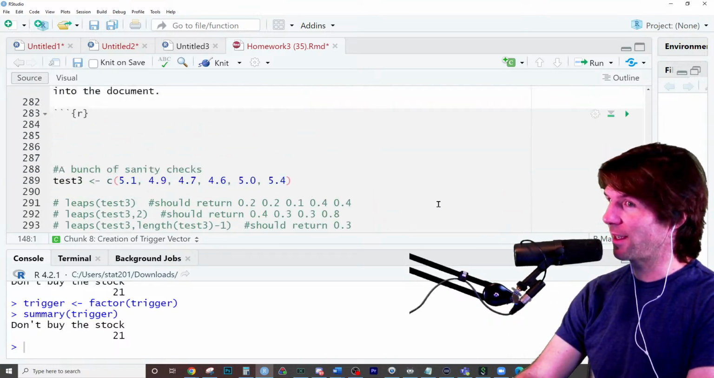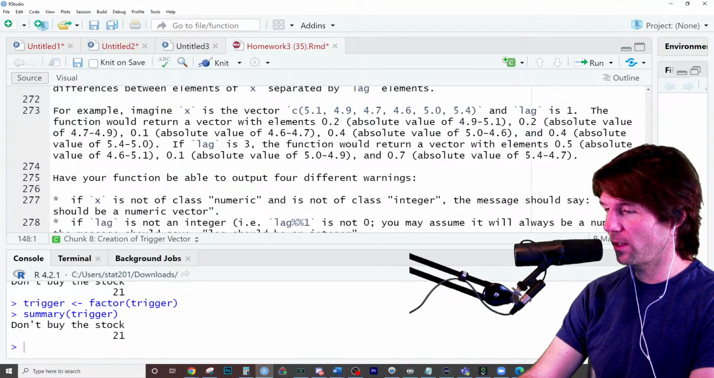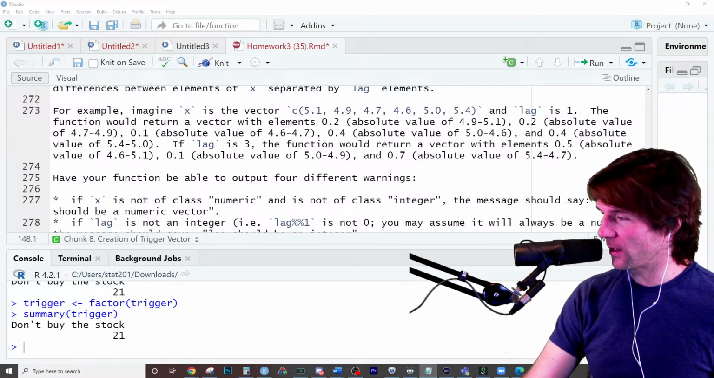I'm gonna have a lot of messages later. Okay, so we have a warning message right here. Let me mark this. This is the cosine one. A warning message.